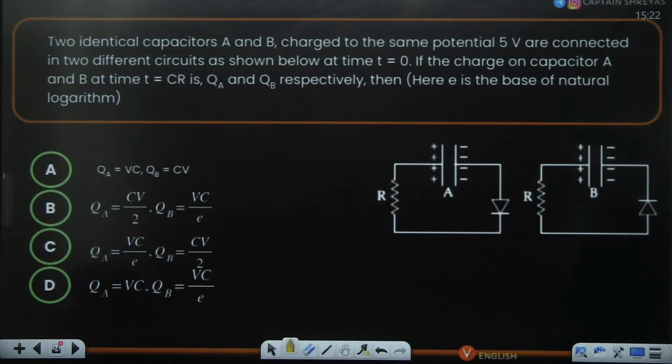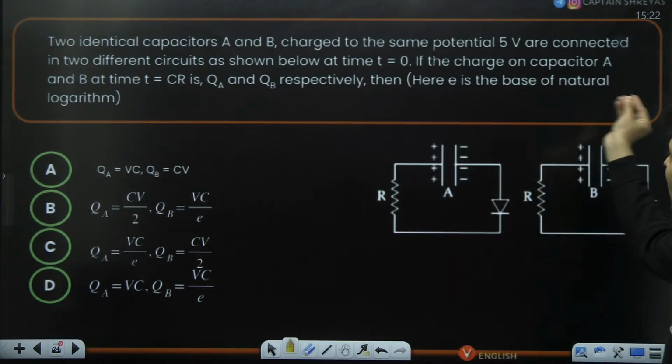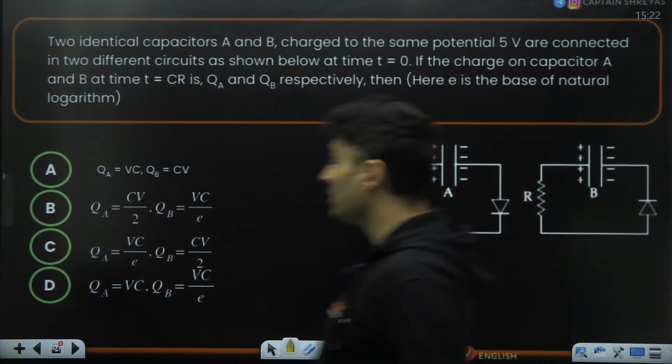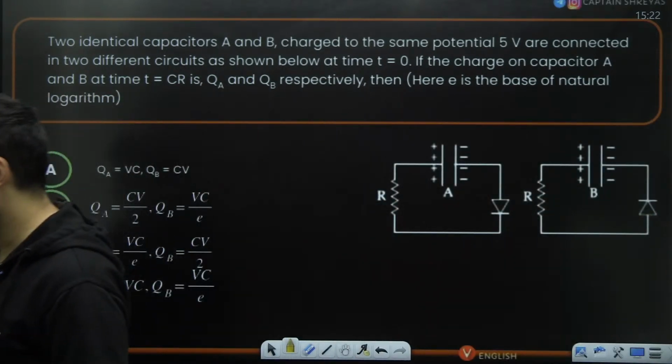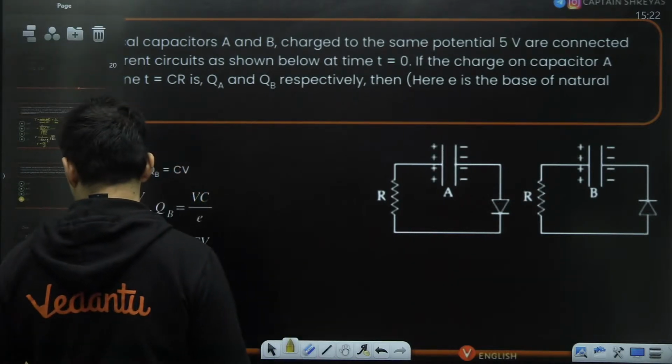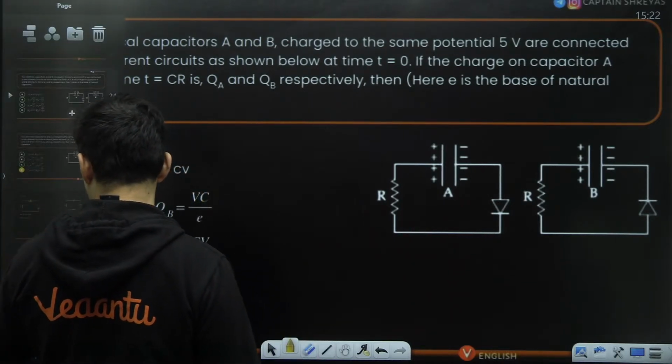Okay, what is the question? Two identical capacitors, A and B, are charged to the same voltage and connected to two different circuits as shown below. If the charge on capacitor A and B, oh sorry, I think this shouldn't have come. Discharging of capacitors is not there, guys. The time constant and all that, by mistake this question came, my bad, sorry.